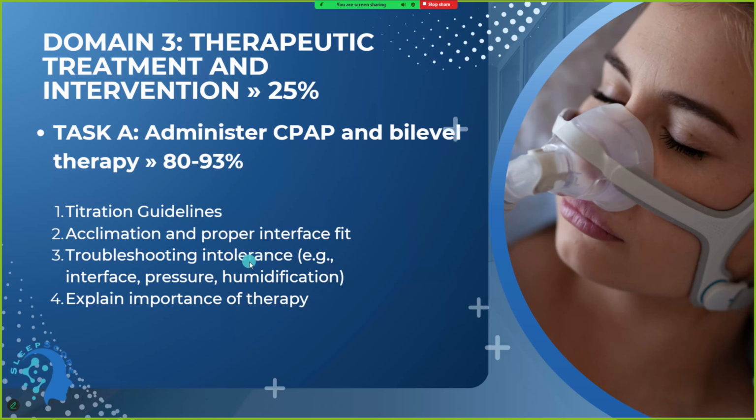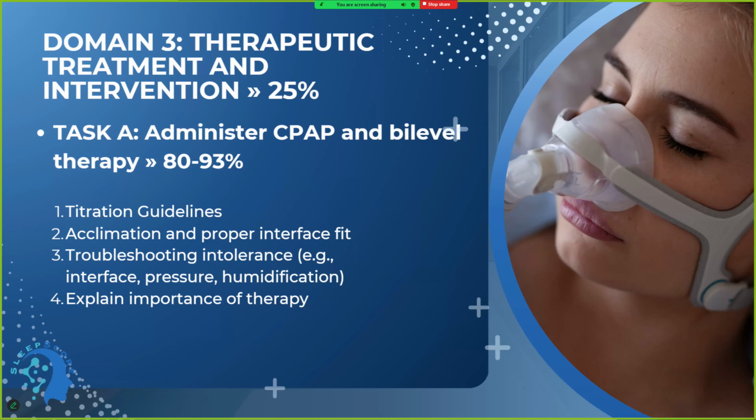Troubleshooting and intolerance. Troubleshooting, just like interface, the mask may not be good, the CPAP pressure may not be good, the humidification is not good or something. You can adjust all of these three things to make the patient feel better. Troubleshooting means that. So you're trying to troubleshoot so that your patient feels good. And explain the importance of therapy, that you need to explain to the patient what this therapy or this mask is going to do for them, how this thing helps them. So this is really important that you need to tell the patient.